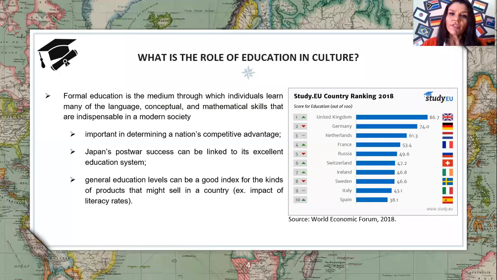What is the role of education in culture? Formal education is the medium through which individuals learn many of the language, conceptual, and mathematical skills that are indispensable in a modern society. The ranking for best education in Europe is: first, United Kingdom; second, Germany; and third, Netherlands.